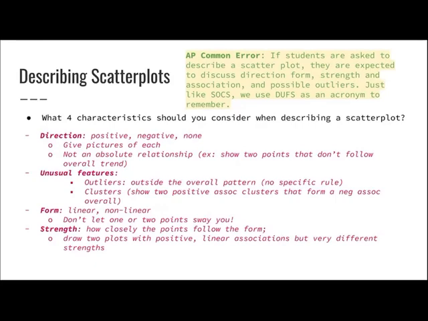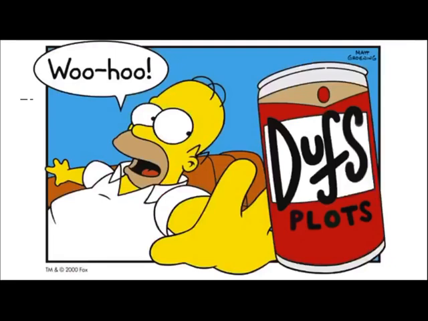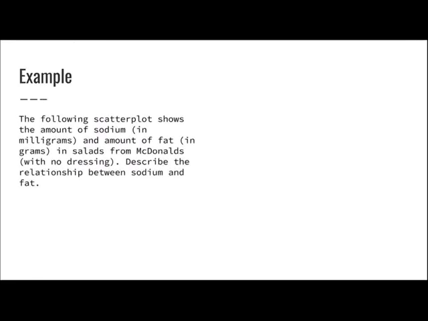A common error is that if students are asked to describe a scatterplot, they are expected to discuss the direction, form, strength, and association, and possible outliers. Just like SOCS, we use DUFS as an acronym to remember. Think Homer Simpson.